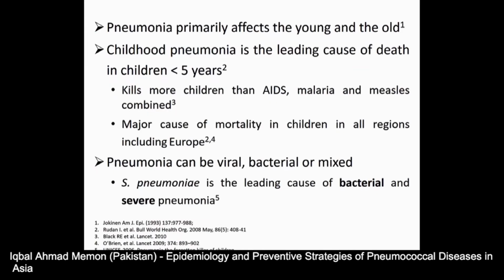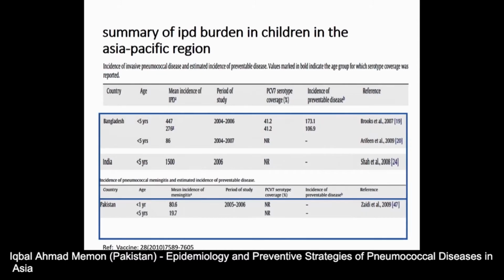So we need to reiterate that pneumococcal disease, pneumonia, kills more children than AIDS, malaria, and measles. It's a major cause of mortality in children in all regions, including Europe. Pneumonia can be viral, bacterial, or mixed, whereas Streptococcus pneumoniae is the leading cause of bacterial and severe pneumonia.